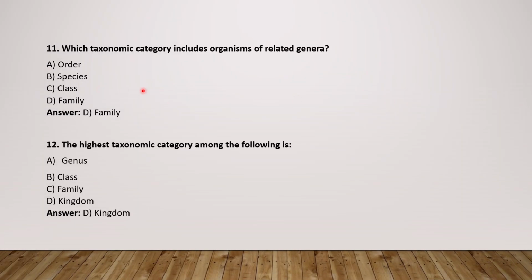Moving to the next one, which taxonomic category includes organisms of related genera? The right answer is option D, family. A family includes related genera with common features. Question number 12. The highest taxonomic category among the following is? The highest one is kingdom.